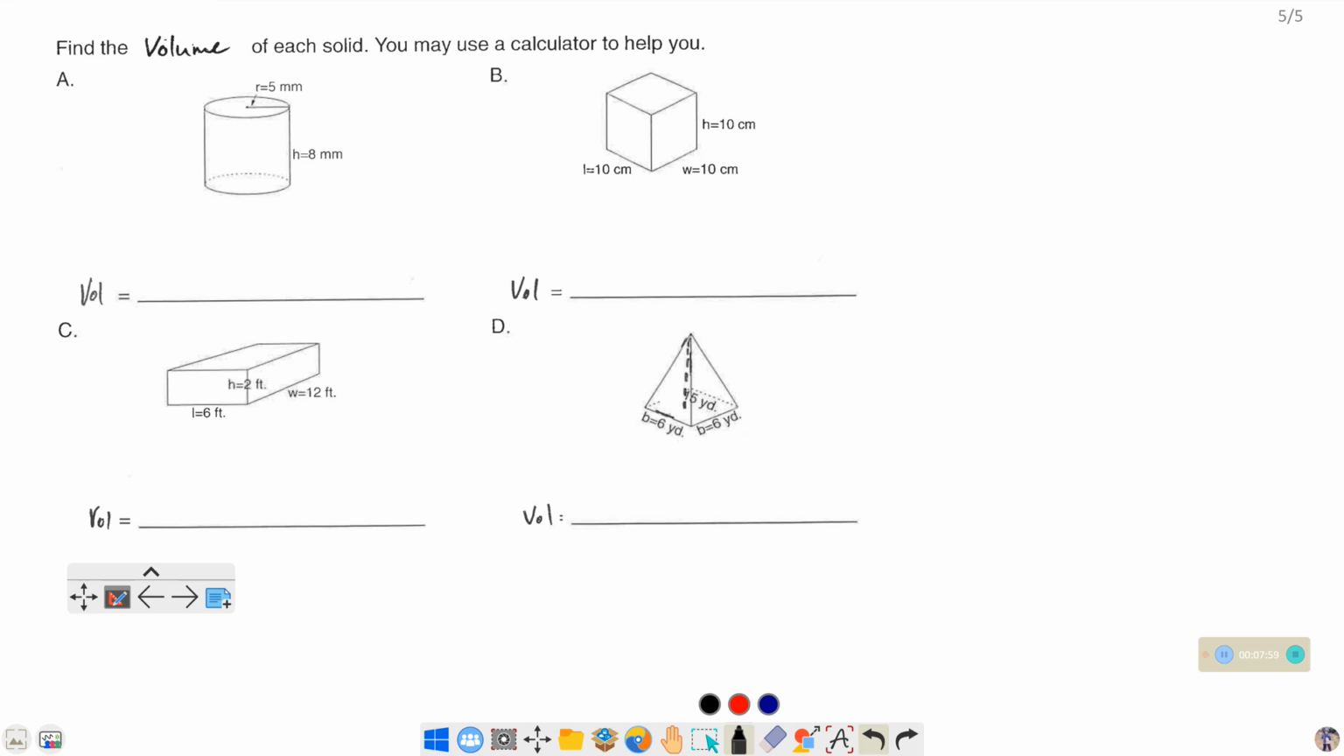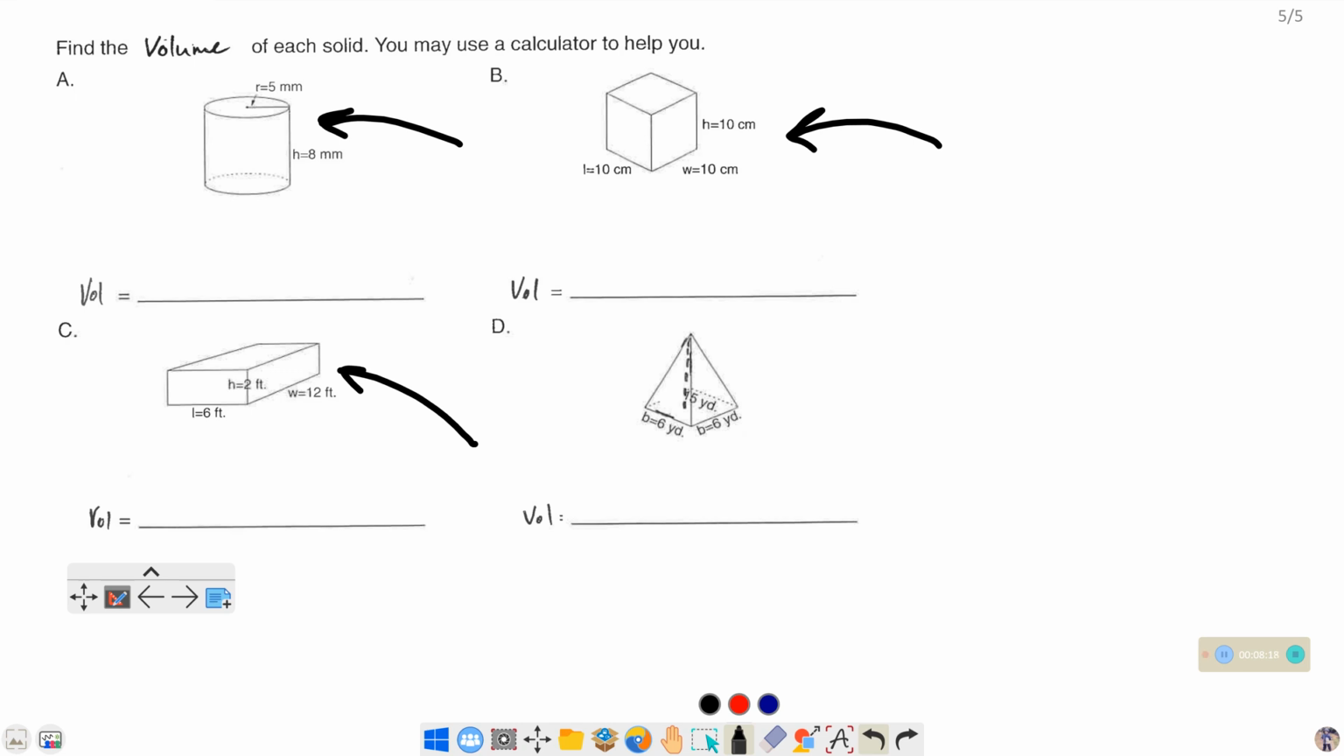Okay, last page. Notice we have some mixed review. You have practiced finding the volume of a cylinder. You know how to do that. You know how to find the volume of a prism. You know how to do that. You know how to find the volume of a rectangular prism. You know how to do that.